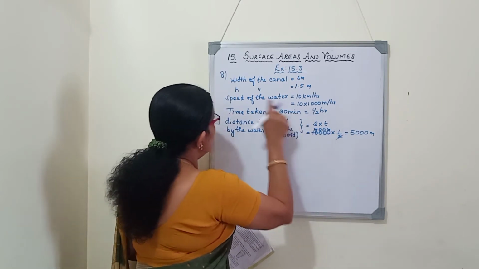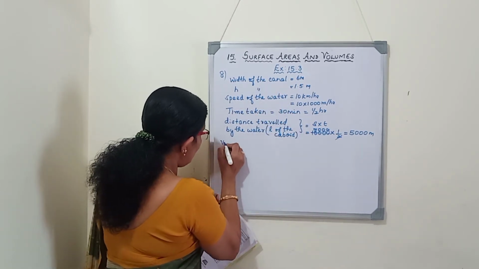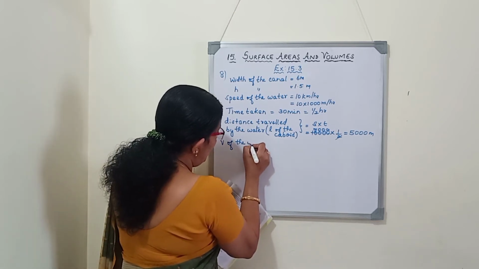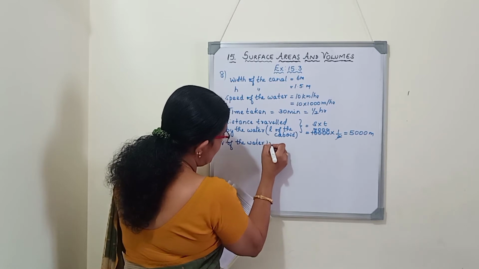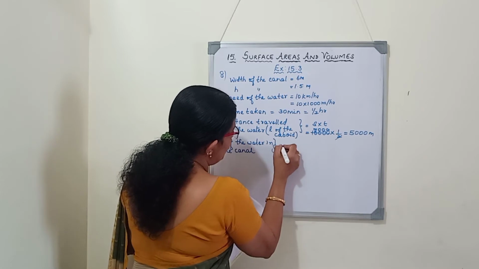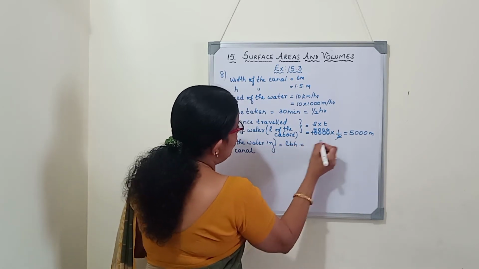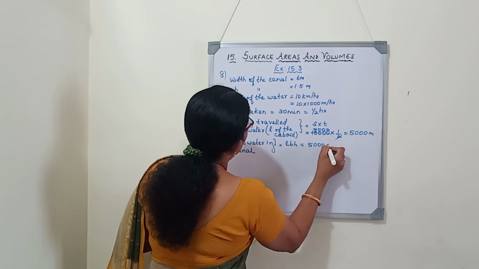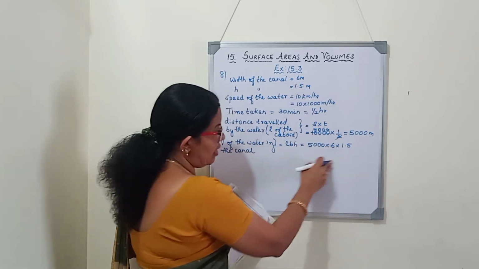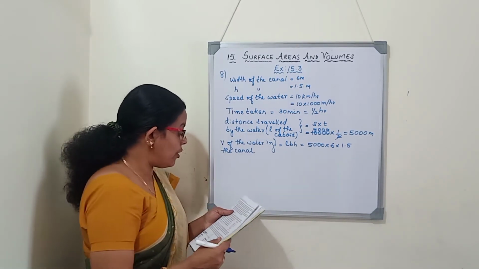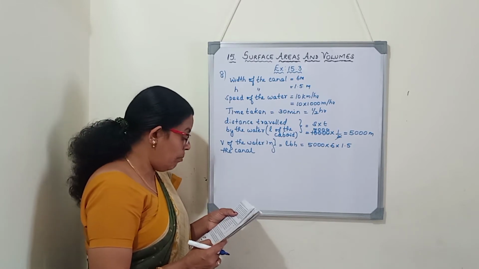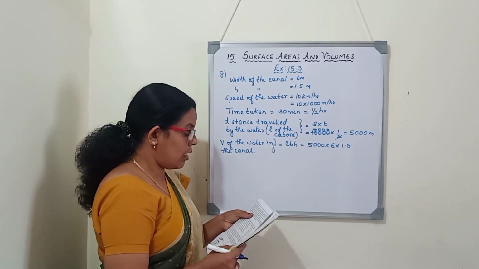So now we have length, breadth and height. Volume of the water in the canal, or volume of the cuboid, is equal to LBH, is equal to length is 5000, breadth or width is 6 meter and height is 1.5. So this we will leave it as it is. Now this water is flowing into a land and they are asking how much area will it irrigate in 30 minutes if 8 centimeter standing water is needed.